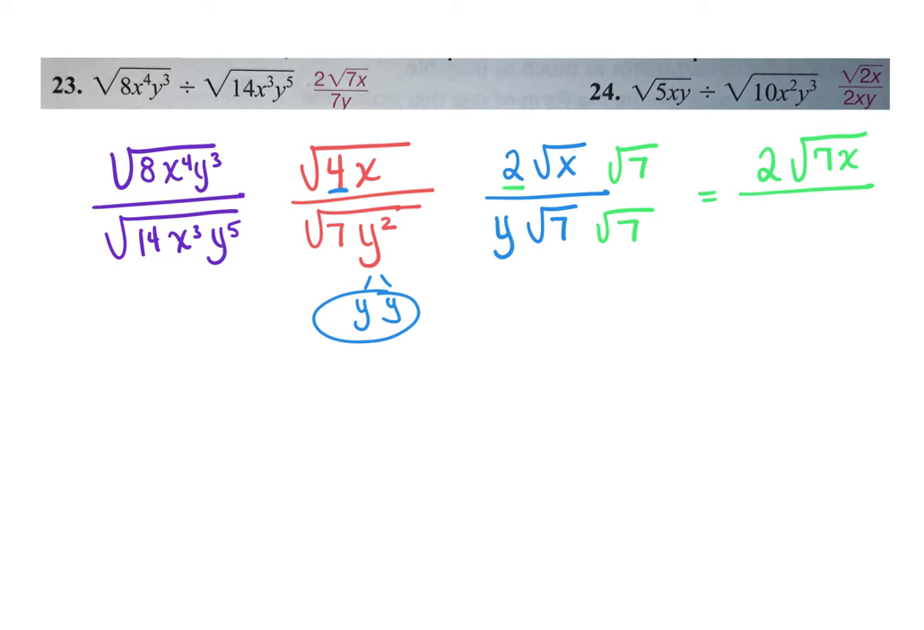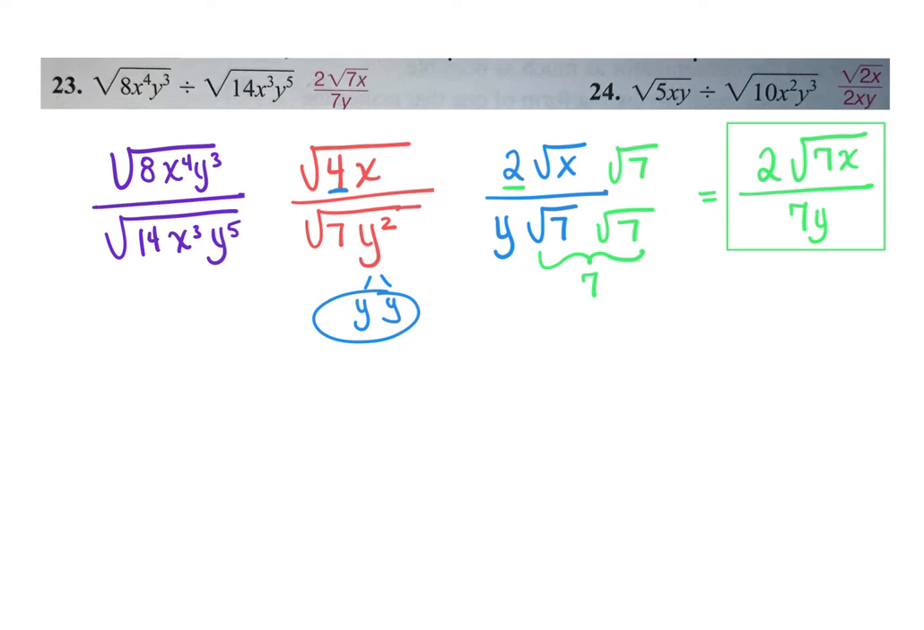On the bottom, when I multiply a square root by itself, what happens? The root just goes away, right? So this square root of 7 times square root of 7 just becomes a 7 without the root. So I have 7 times y, which gives me that 7y. And this is my answer here: 2 square root of 7x over 7y.